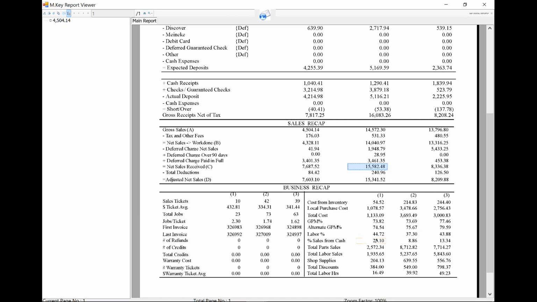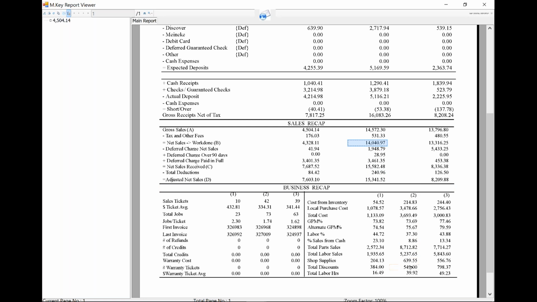Labor percentage, percent of sales from cash. On average, this will be somewhere between 7 and 15%, and it'll be pretty consistent there depending on your area. And we have total part sales, total labor sales, the shop supplies you collected. This should be 5% of sales minimum. So you would take this number divided by the net sales work done to determine if this was actually 5%, and it's not in this case.